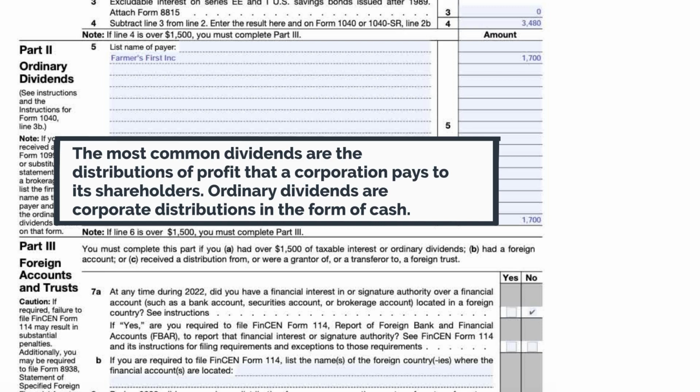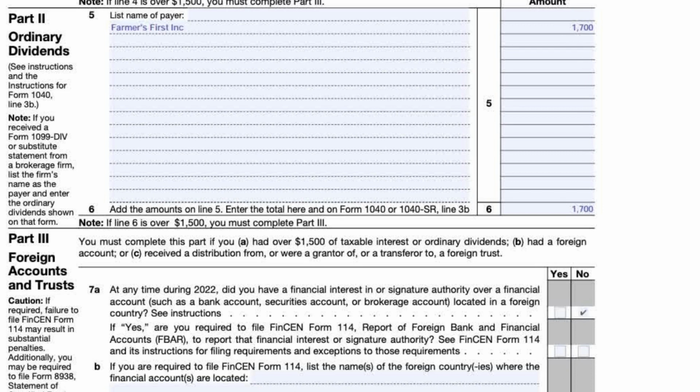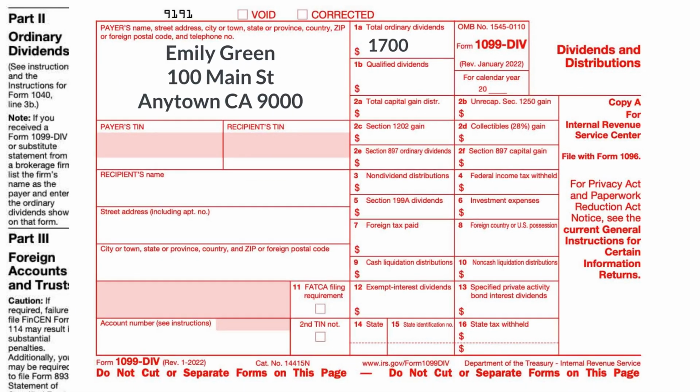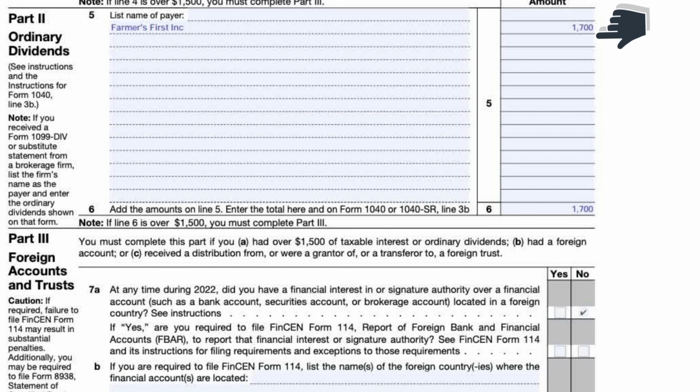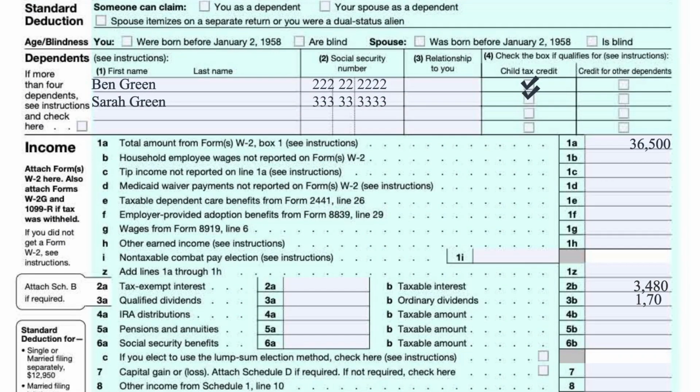We go back to Schedule B and we find the next section is for reporting ordinary dividends. This amount is reported on line 5 of Schedule B. Emily received a Form 1099 DIV from Farmers First INC showing that she received $1,700 of ordinary dividends. Line 6 is the total that is reported on line 5, and if it's over $1,500, you must complete Part 3. She must complete Part 3 because she's over that total amount, and her ordinary dividends are $1,700. Once this is done, she can enter the amount of $1,700 onto line 3B of Form 1040.